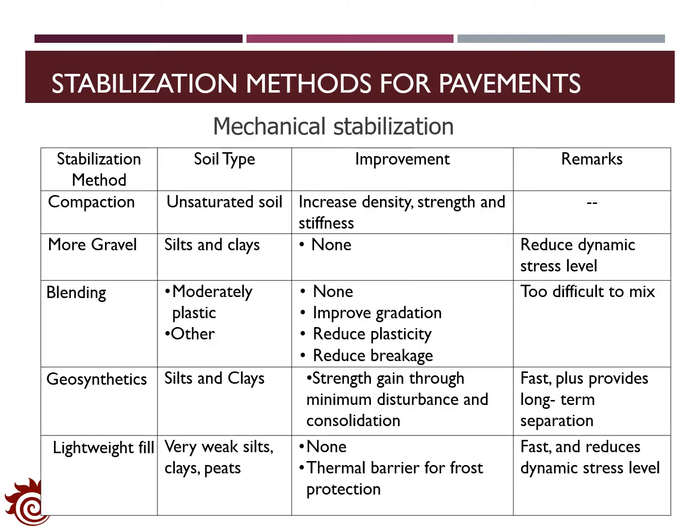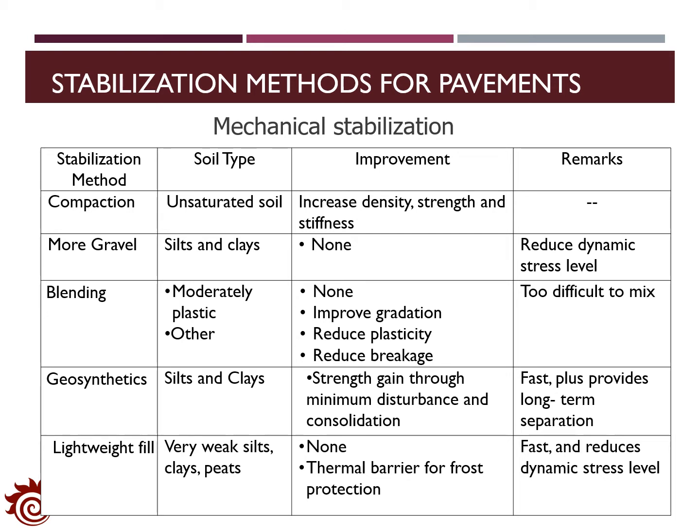There are many methods applied for mechanical stabilization. The first one, which is also the most popular one, is compaction. We have already introduced the compaction procedure in the previous lectures. In general, this method is applied for unsaturated soil. It is able to increase the density, strength, and stiffness of the soil. The second method is adding more gravel to soils, especially silts and clay. The method will not have a significant impact on the strength and stiffness of the soil, and is also able to reduce the dynamic stress level.